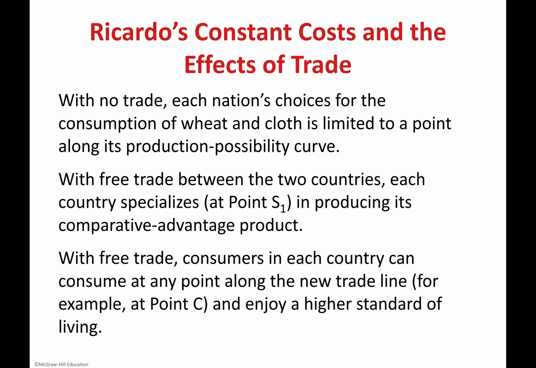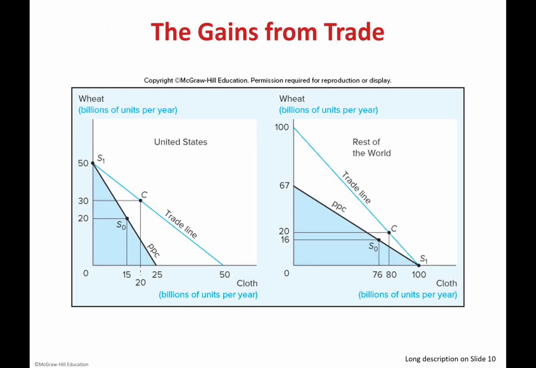So let's have a look at where each country specializes. It's point S1. So here on the left-hand side, we have a PPC for the US. In other words, what it says is that the US could produce either 50 billion units of wheat, or it can produce 25 billion units of cloth, or it can produce some kind of linear combination of the two. And we have it so that in autarky, the preferences of the consumers in that country would have it producing 20 billion units of wheat and 15 billion units of cloth. So that's where it would be in autarky.